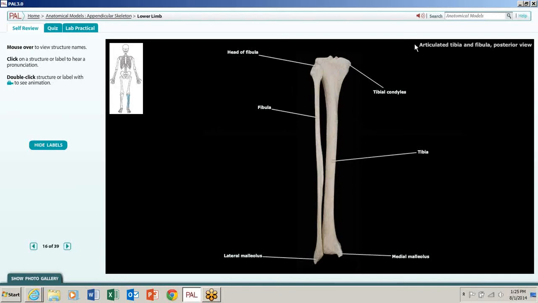This is the same thing, articulated tibia and fibula, but it's a posterior view. So there's the tibial condyles, the tibia, medial malleolus. There's the lateral malleolus, the fibula, and the head of the fibula.